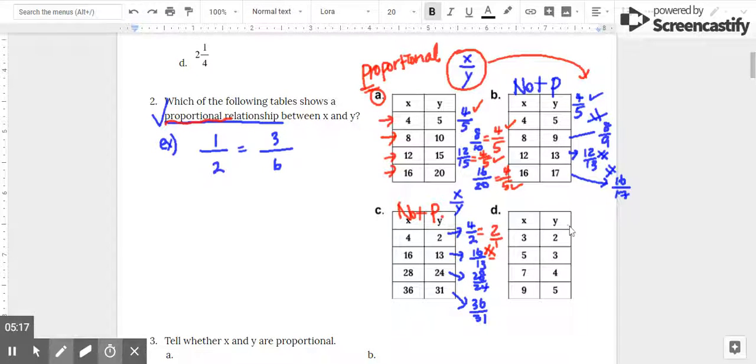What about D? I'm going to put 3 to 2, 5 to 3, 7 to 4, 9 to 5. Those are all in simplified form, but those are all different, right? They're not equivalent. So this is also not proportional. X and Y are not proportional.